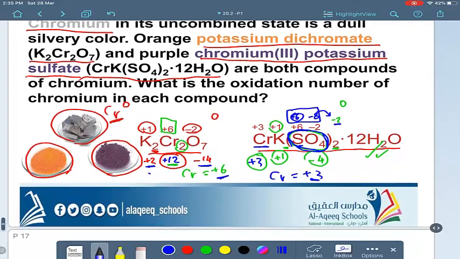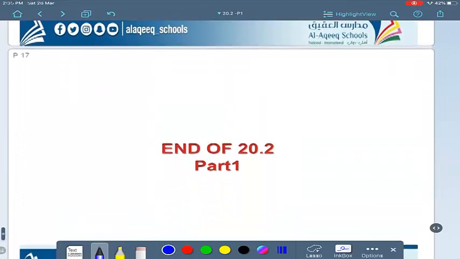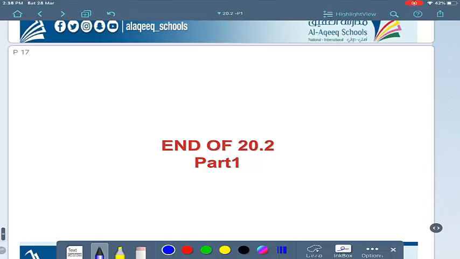Now we got the meaning of oxidation number and how to calculate the oxidation number, and this is the end of this lesson 20.2 part 1.